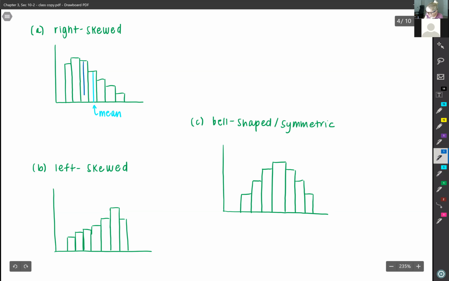Our median here is going to be about this point. And then our mode here is going to be this one. You can see the mode is the one that occurs most frequently, so it's going to be the tallest one. And then the mean's pulled a little to the right, and the median is about in the middle of them.